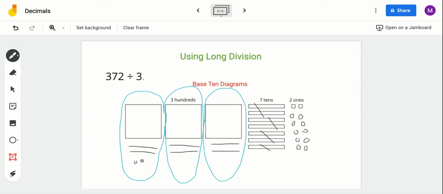So I have two, three, four. That takes care of one, two, three, four. One, two, three, four. One, two, three, four. And then my last four.